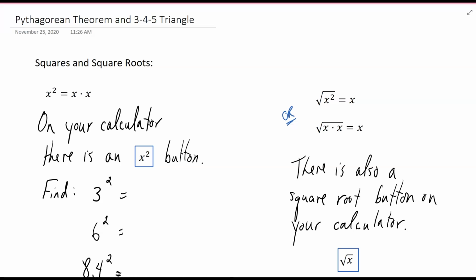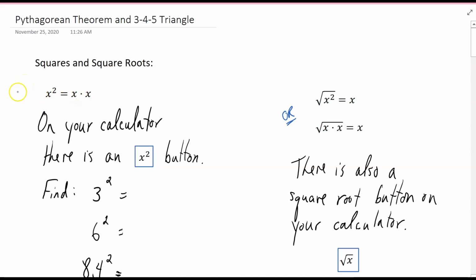A square, as is indicated by the power 2 beside a number, means that the number is multiplied by itself 2 times. All right, so x squared means x times x. 3 squared means 3 times 3.